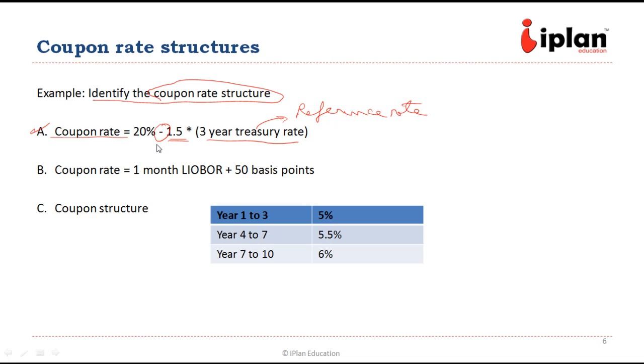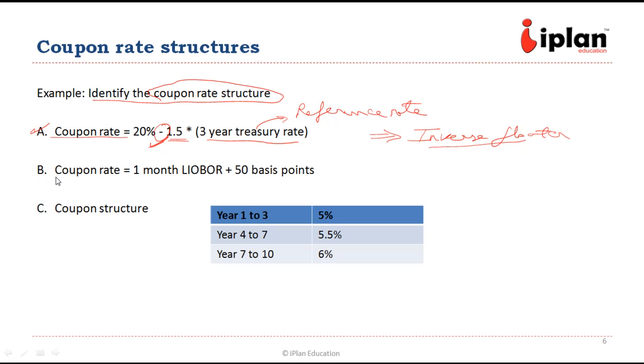And this negative sign signifies that our coupon rate is going in the opposite direction than our treasury rate, which is the reference rate in this case. That signifies that it is a case of inverse floater. Since the coupon rate is not fixed, it is based on a reference rate, it is a floater, and because the sign is negative, it is an inverse floater.